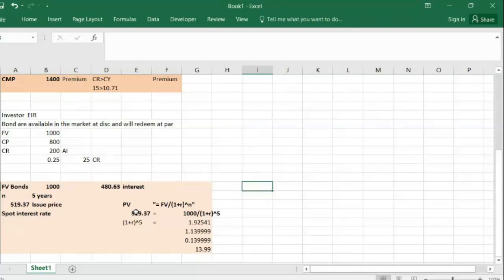Otherwise, how to calculate the spot rate? 1 plus r to the power n is going to be calculated, equal to future value divided by present value. So this is the method to be adopted for this particular purpose.